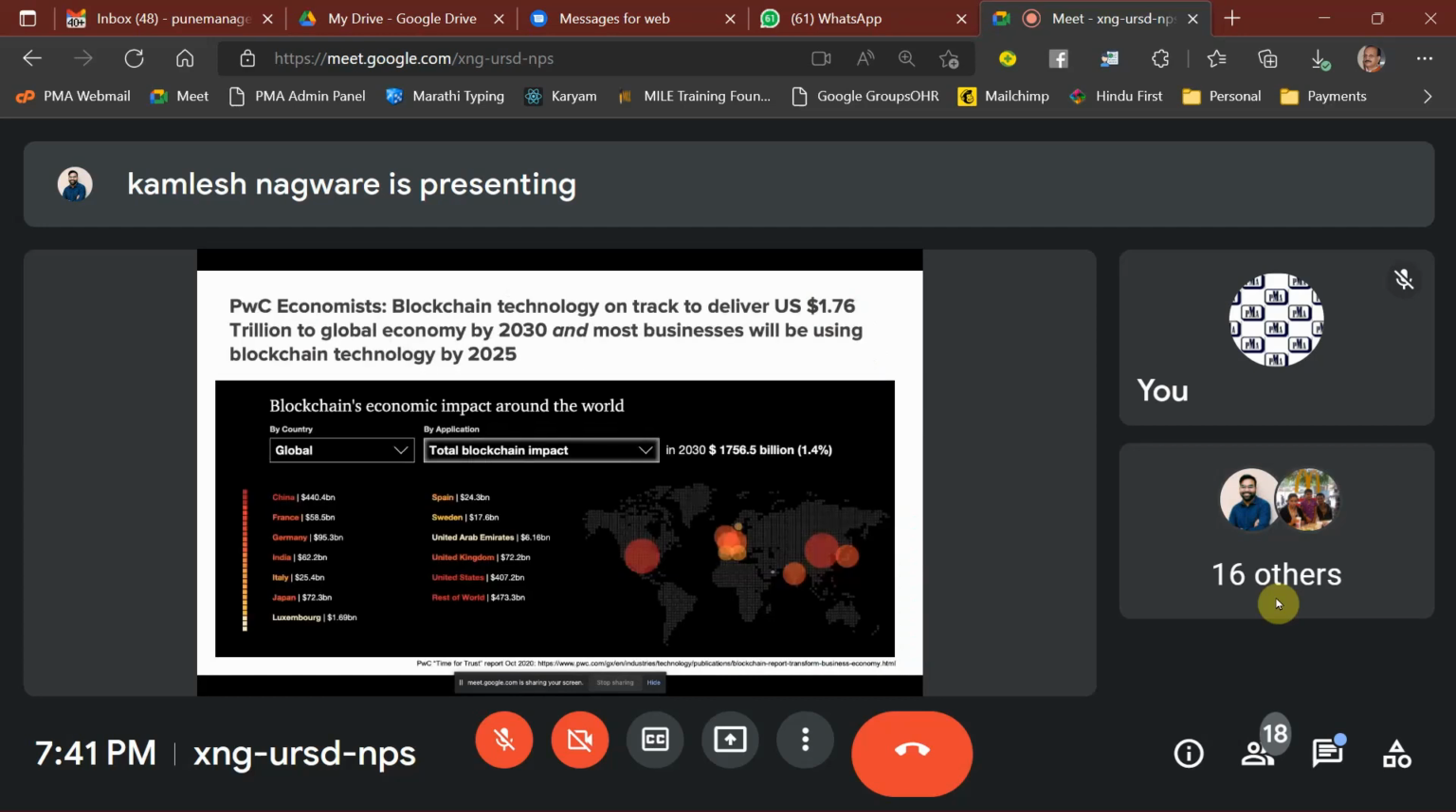So this is a basic introduction and history of blockchain, but blockchain goes beyond that. This is a PwC report, and it shows that by 2030 around 1.76 trillion dollars of the global economy will be on blockchain. That means there are a number of use cases from education to supply chain to banking to financial services, all running their business processes and data ledgers on a blockchain itself.